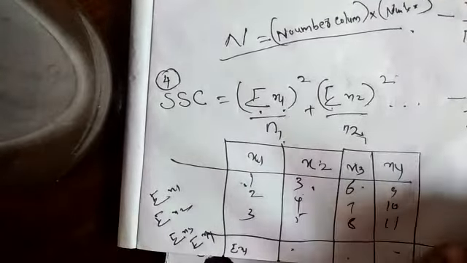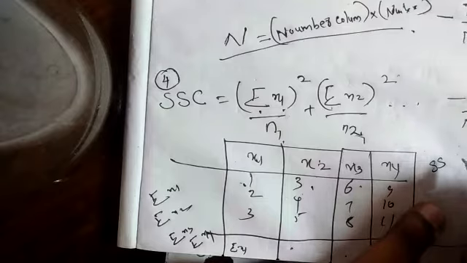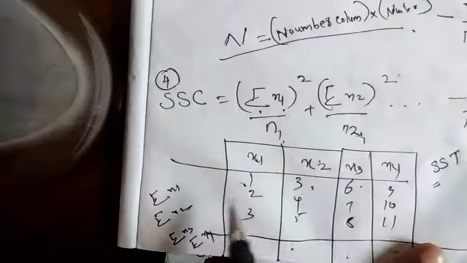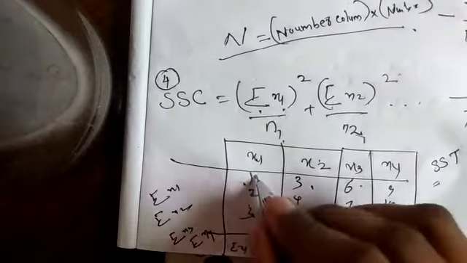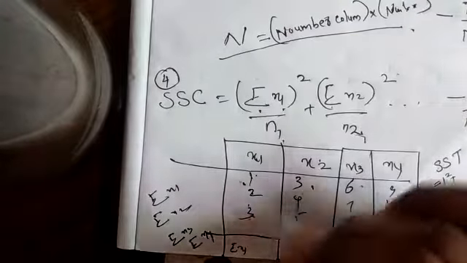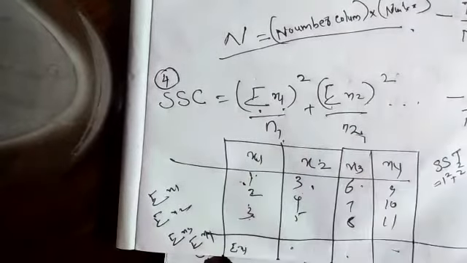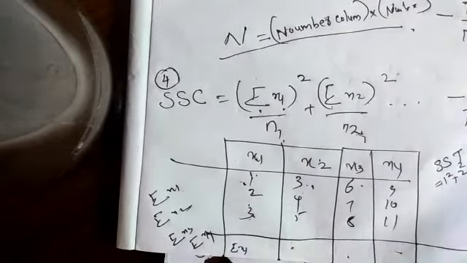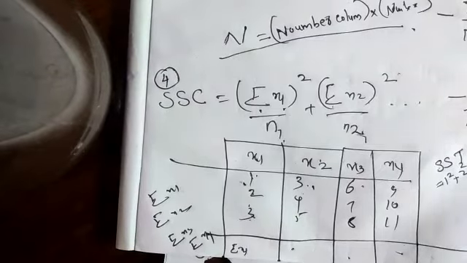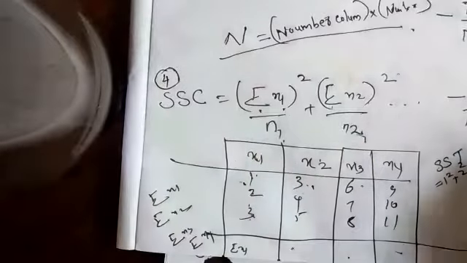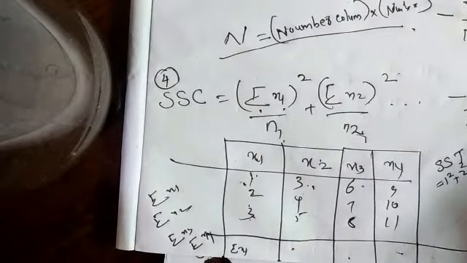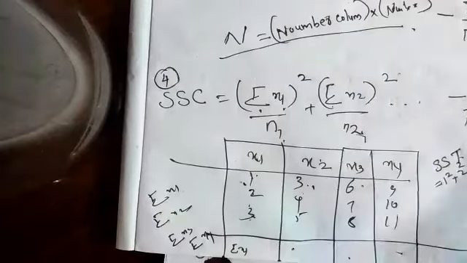So how to find SST? SST means each of the observations squared: 1 square plus 2 square plus 3 square plus 3 square plus 4 square plus 5 square plus 6 square plus 7 square plus 8 square. That is the meaning of sum of all observations. Now I will explain the 3rd step, SST, how to find SST.